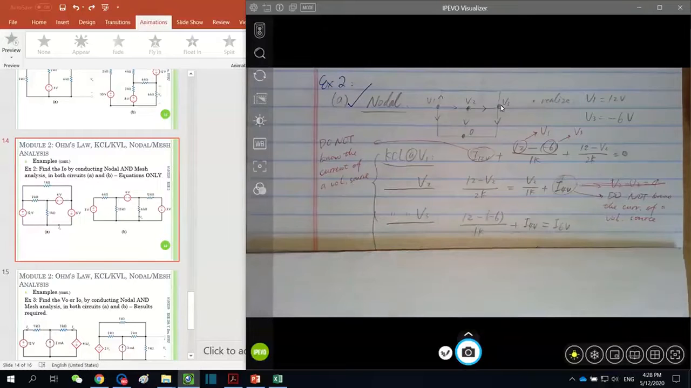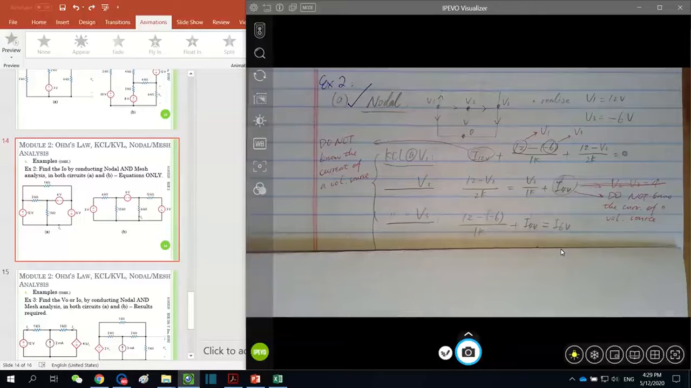KCL at node V3. Again, three currents. This current has been taken care of by the previous equation. This current has been taken care of by the previous equation as well. So the only remaining current is here, which is again the current flowing through a single voltage source without any resistor in series with it. So we have to assume a current unknown, I sub 6 volts. According to the assumed current direction, this current plus this current equals this current, I 6 volts.